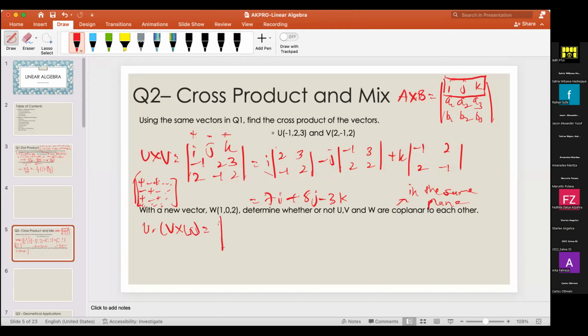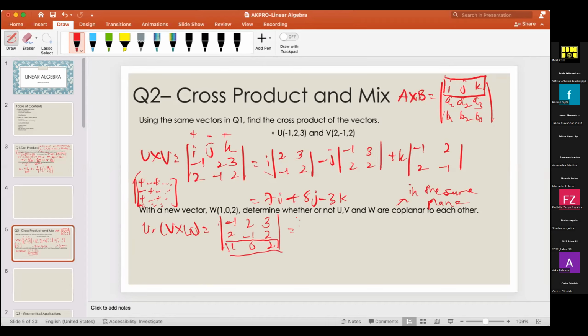So the U dot here will be on the first row. So this is negative 1, 2, 3. The second one would be vector V, which is 2, negative 1, 2. And next would be followed by vector W, which is 1, 0, 2. All we have to do is just find the determinant of this matrix. And in order to make things easier for us, what we can do is do cofactor expansion on the third row.